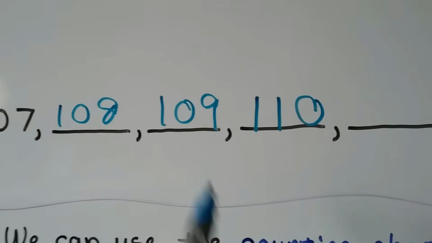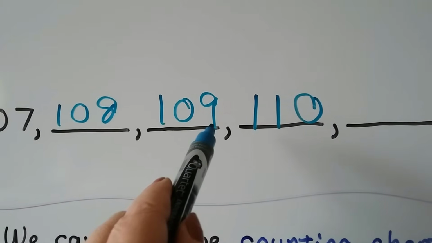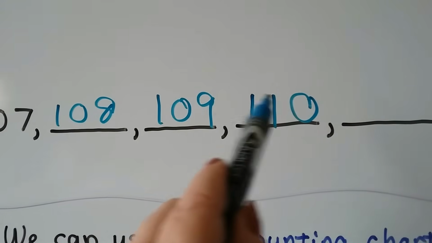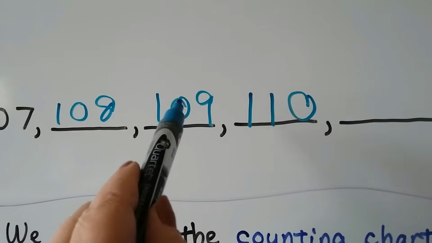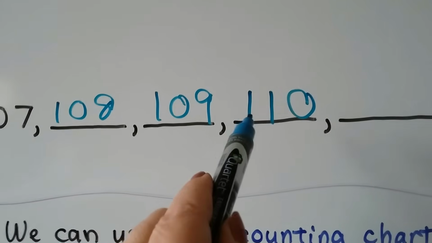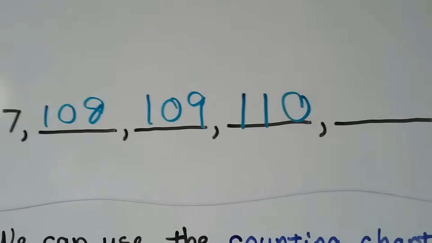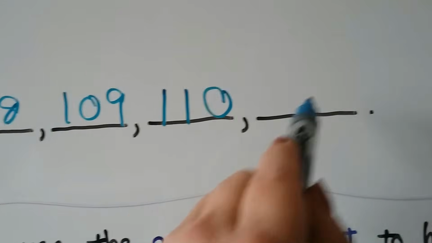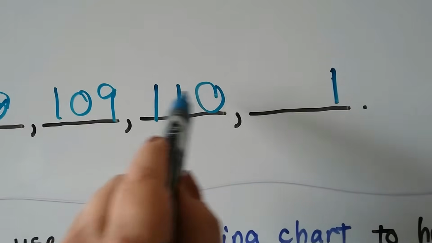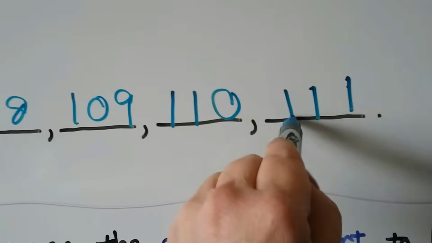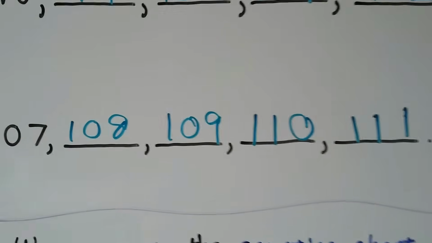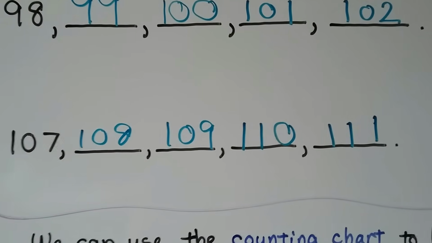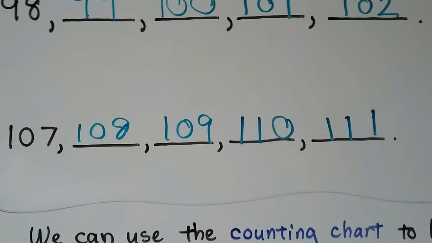See what happened? This 9, the very next number counting forward, is going to make it a 0. And this one is going to become 1 more. So now the 0 became a 1, and then the 100 came for the ride. And now the next number larger would be a 1, and we would move these over. So we have 111. We have 107, 108, 109, 110, 111.